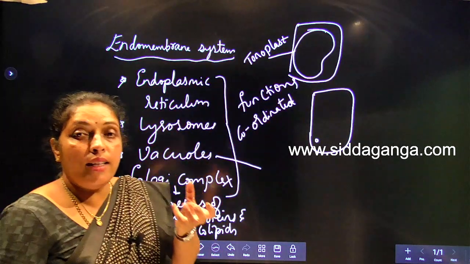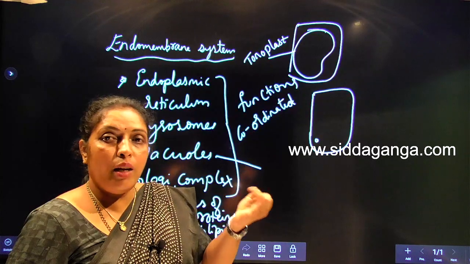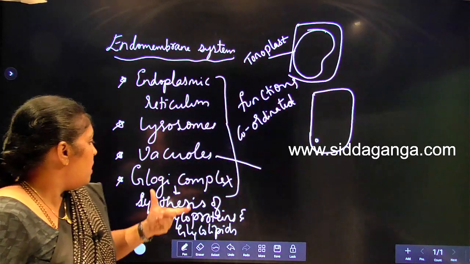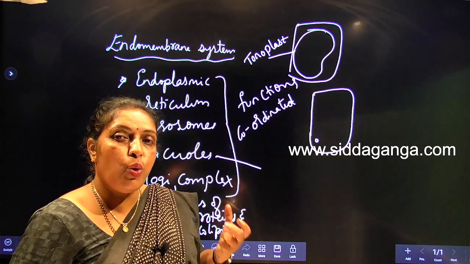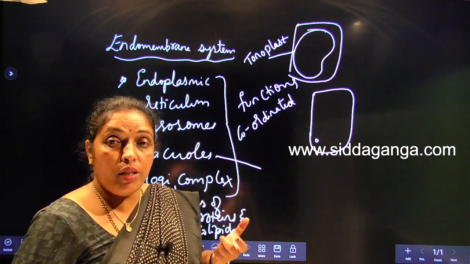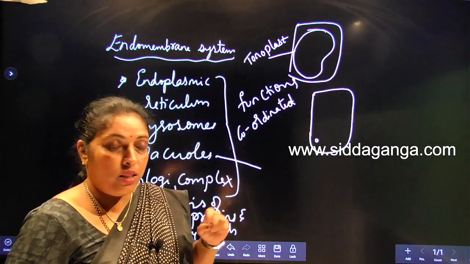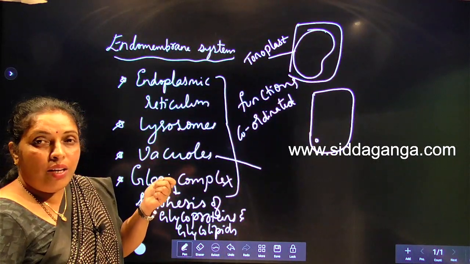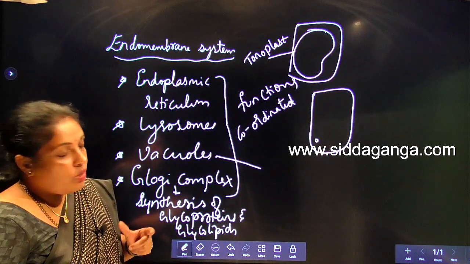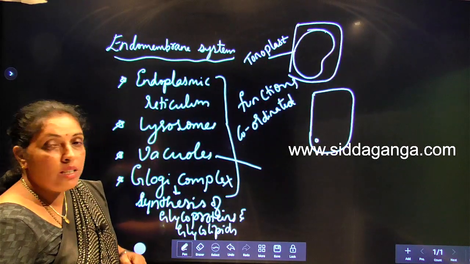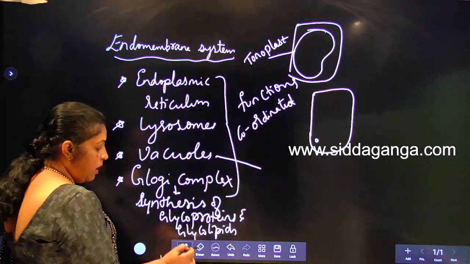Lysosomes contain enzymes to digest protein, lipids and carbohydrates. Vacuoles are larger in size in plant cells, which store unwanted or excretory products which are not useful to the cell, and they are very small or absent in animal cells. Golgi complex is present in both cells and is mainly involved in synthesis of glycoproteins and glycolipids. This is about endomembrane system.